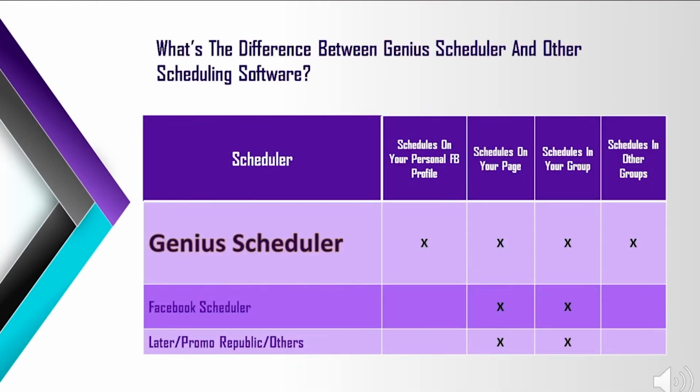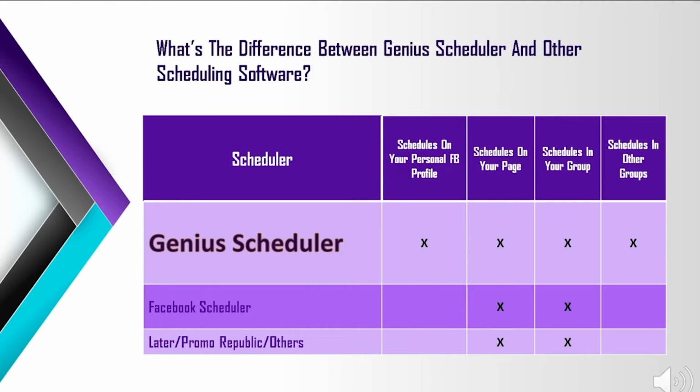So now, the last question, what's the difference between Genius Scheduler and the other popular scheduling tools that are out there? And there are many. And I'm sure that some of you even have subscriptions to them now. And there's some really good ones out there. But guess what? They're still limited. You can schedule your posts to your Facebook page, and you can schedule in your own Facebook groups. So that's only 2 checks.